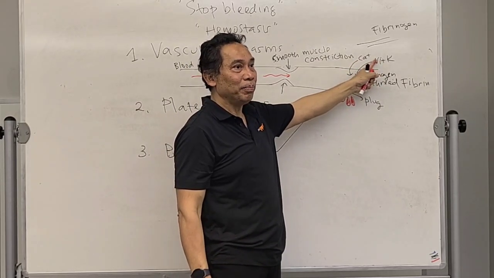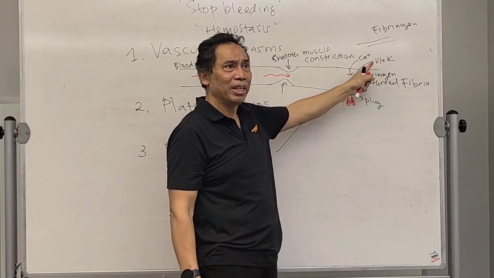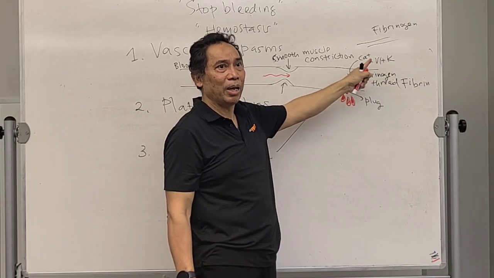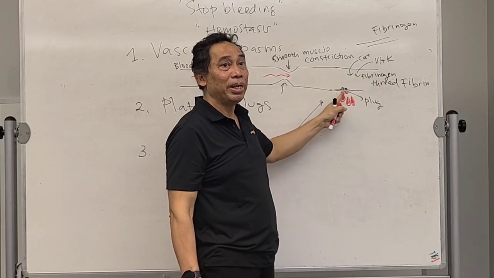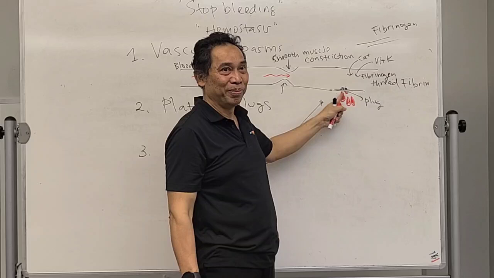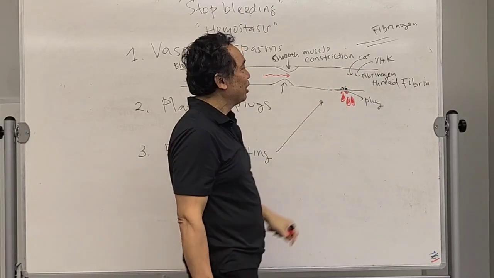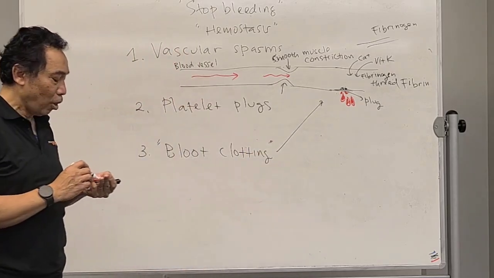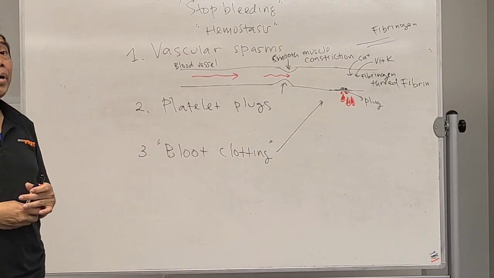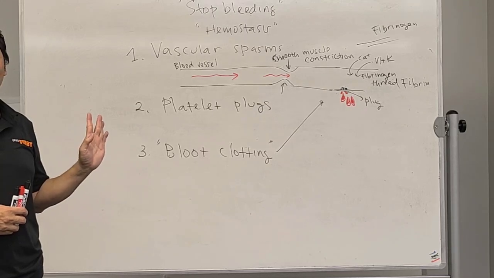That's the reason why people that don't have enough vitamin K, for example, like hemophilia people, are not really able to plug or to clot the blood. They're going to be bleeding for a long time. We also need calcium for this process. Okay? So this is the last step of stopping the bleeding. Do you have questions for this one? That's not that difficult, right?